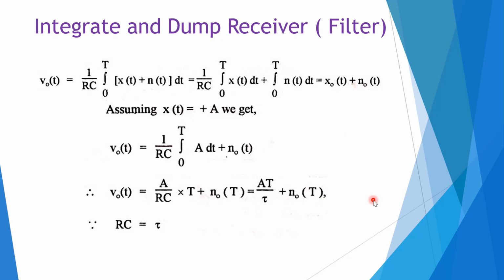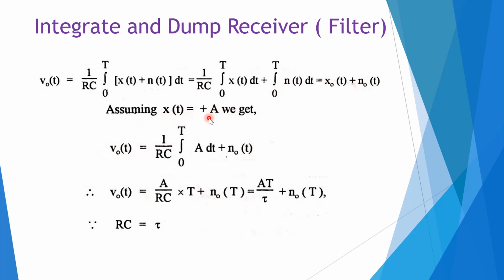Here we can find out the integrator output, that is vo(t), nothing but 1/RC integration 0 to t of x(t) + n(t) dt. We can solve this separately by taking the integration of the first term x(t), similarly the integration of the second term, that is n(t). We can rewrite this as xo(t) and this as no(t).